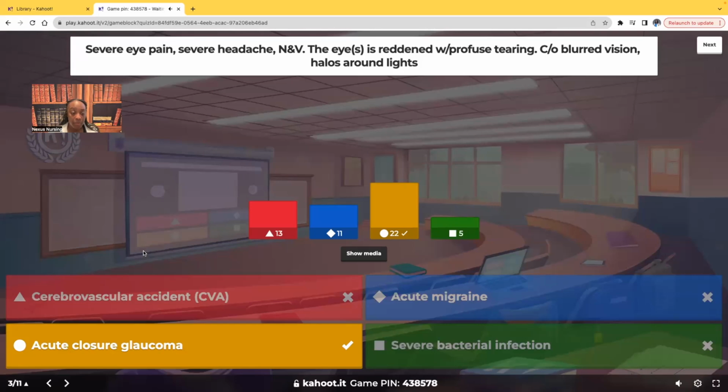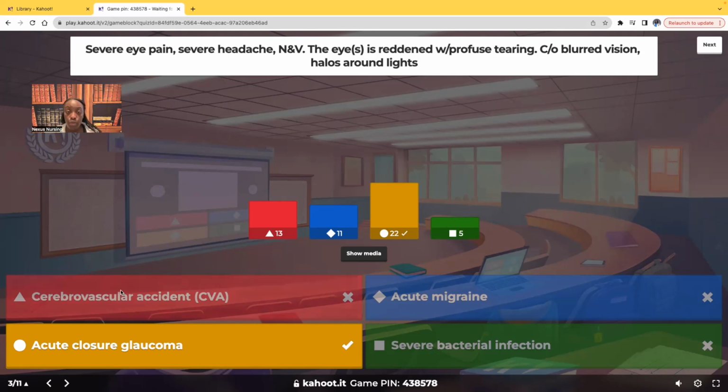Okay, very good. Most of you guys went with acute closure glaucoma. Let's talk about this. So, as I mentioned, when it comes to glaucoma, that's that increased ocular pressure. That ocular pressure is going to be higher than 21, right? Here's the thing. Severe pain, not just normal eye pain, severe headache, halos around lights. You should be thinking of acute closure glaucoma. Let me tell you something. This is an ocular emergency. Remember how I told you the pressure is definitely going to be over 21?